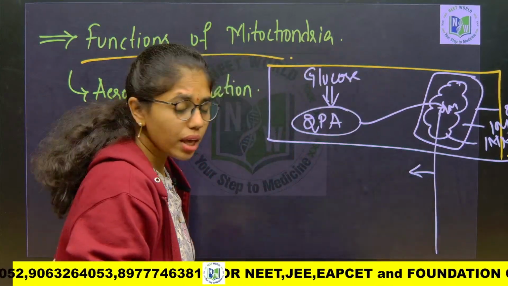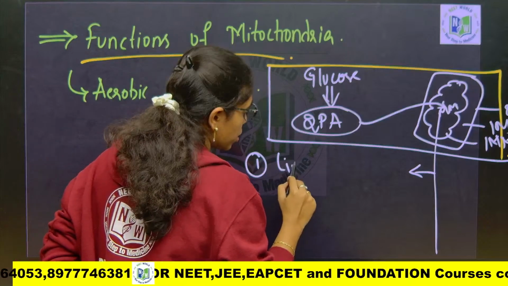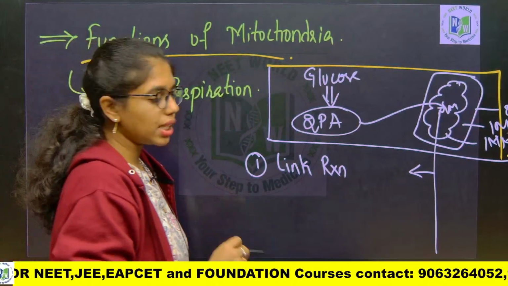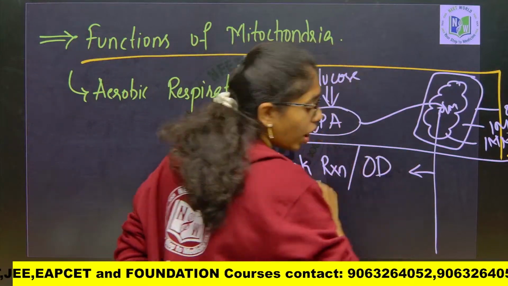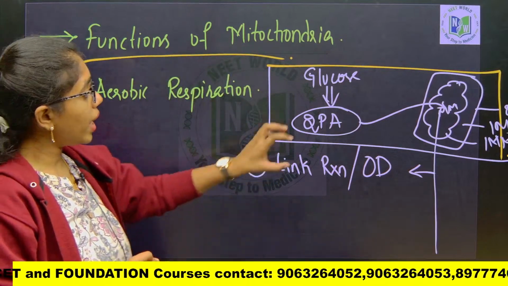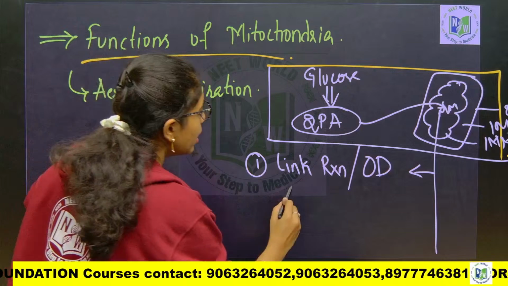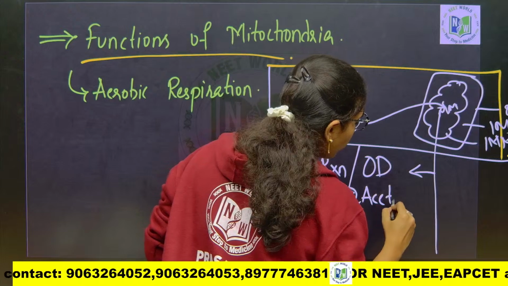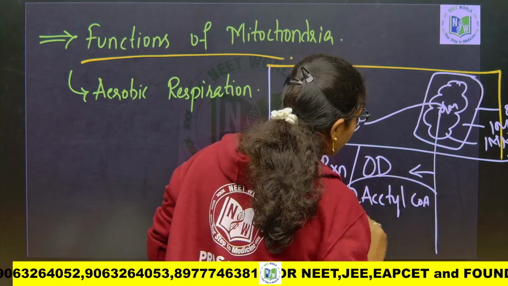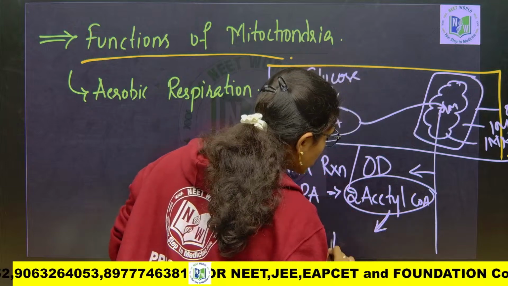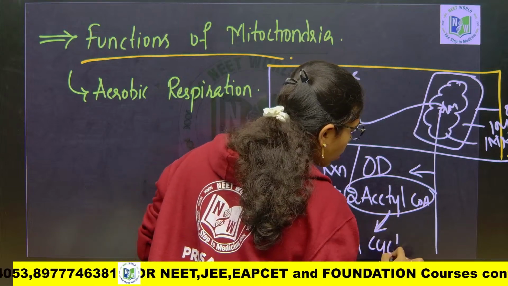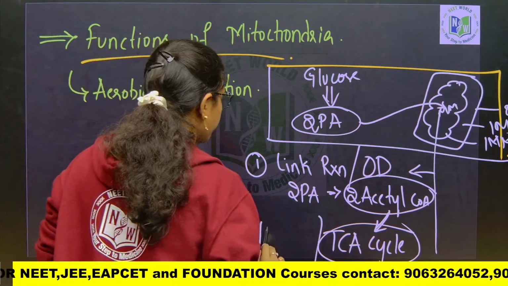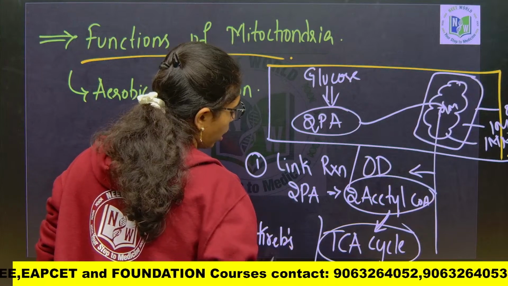Okay. First, you will call it as link reaction, or oxidative decarboxylation, wherein two molecules of pyruvic acid will be converted to two molecules of acetyl CoA. This acetyl CoA will be starting that pathway called as TCA cycle. What is that called as? TCA cycle or Krebs cycle.